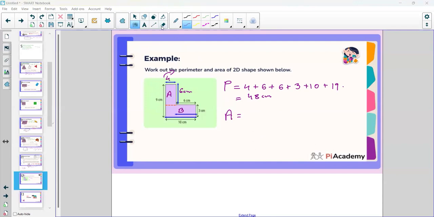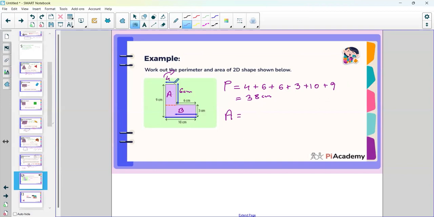And again, over here, where does this 19 come from? This is actually 9, isn't it? So this is not 19, this is 9. So perimeter would, I guess, be 38 centimeters, right? 6 plus 4, 10. 10 plus 6, 16. Plus 3, 19. Plus 10, 29. Plus 9 is 38.